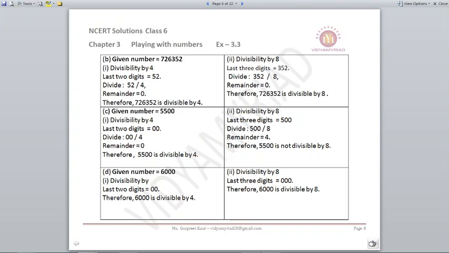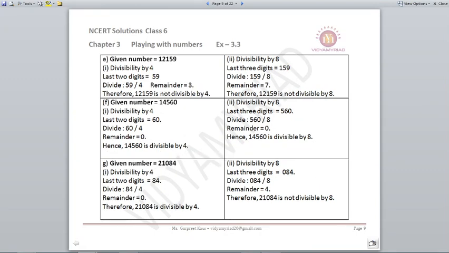It is not possible to show each and every calculation. That is why I am writing it like this. But for you, please show your calculations. Now for the next, 6000 is divisible by 4, and 8000 is divisible by 8.